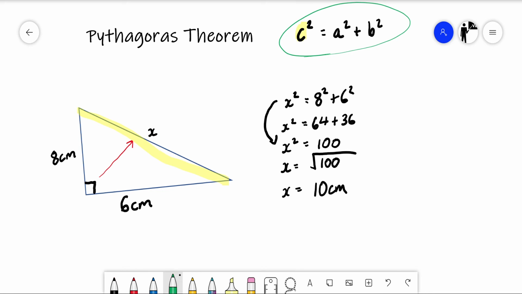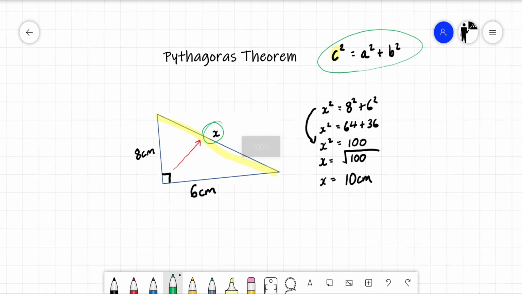And that's what we're expecting here. Because this is the hypotenuse, we're expecting it to be the biggest length. So we're expecting it to be bigger than 8, which it is. So when we're finding the hypotenuse, we are using Pythagoras' theorem and we are adding.